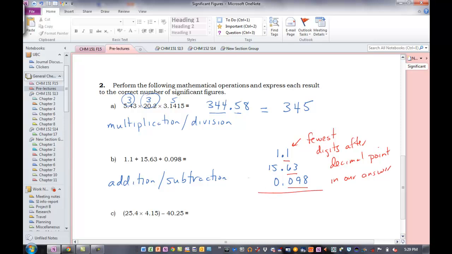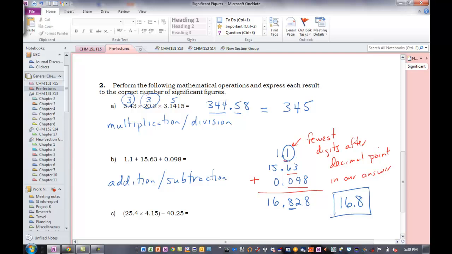Okay, so let's go ahead and add these together. And let me go back to blue. Okay, so I calculate 16.828, but since 1.1 only has 1 digit after the decimal point, we're only going to carry 1 digit after the decimal point in our answer. And since the number after that 8 is a 2, we're going to round down, and we would write this number as 16.8.